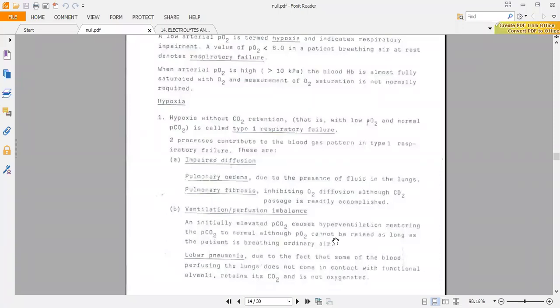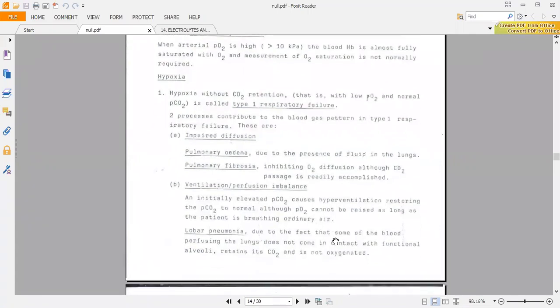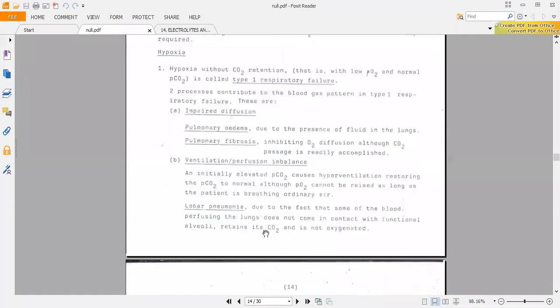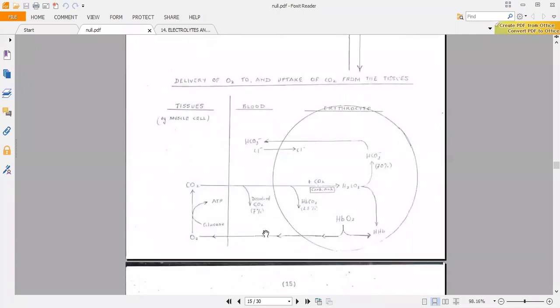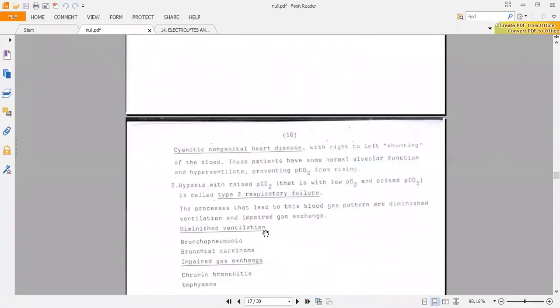Some of the causes of ventilation perfusion imbalance is a condition like lobar pneumonia. This is due to the fact that some of the blood perfusing the lungs does not come in contact with functional alveoli. We have already explained this, so I'm not going to talk about all these things.